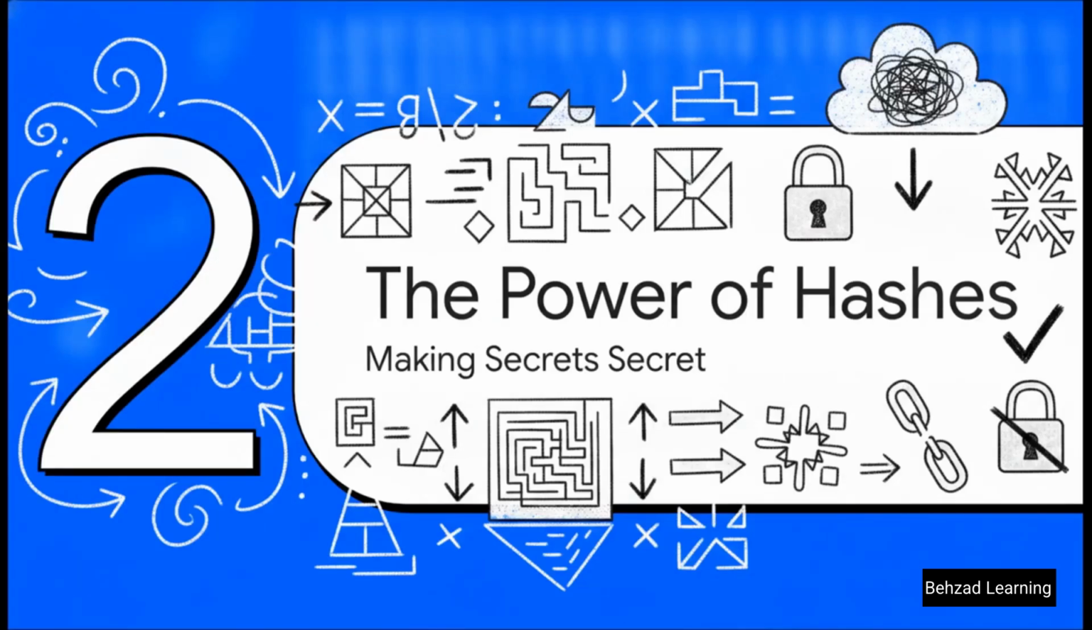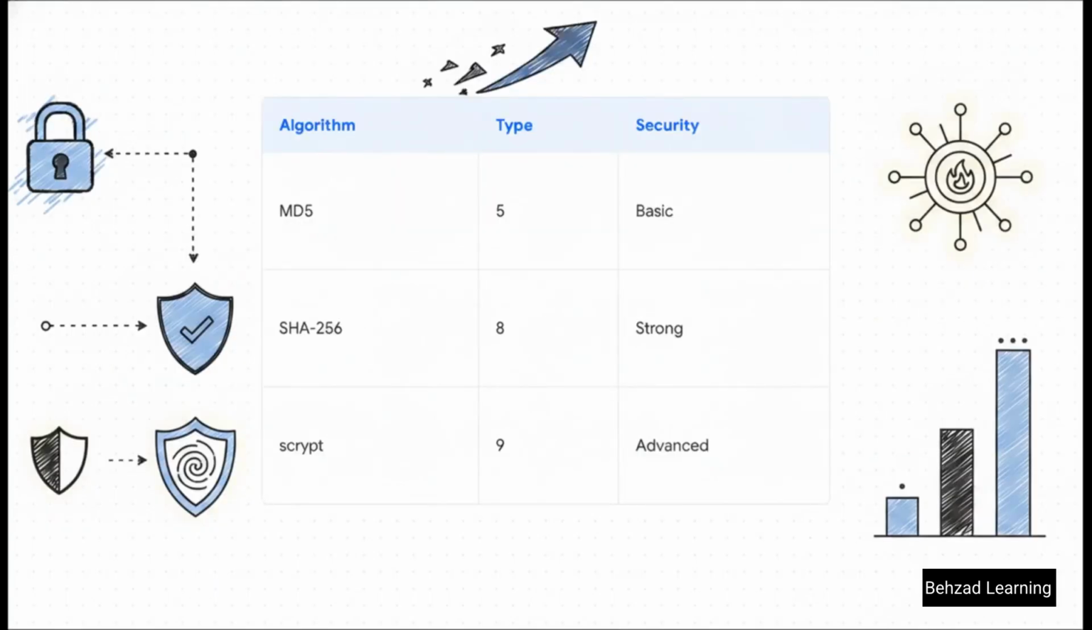Moving on to Section 2. The power of hashes. Making secrets truly secret. So the real magic here is that a hash is a one-way mathematical function. Unlike encryption, which is meant to be reversed if you have the right key, a hash takes your password, scrambles it up mathematically, and it literally cannot be unscrambled. When you log in, the device just hashes your input and checks if it matches the stored version.